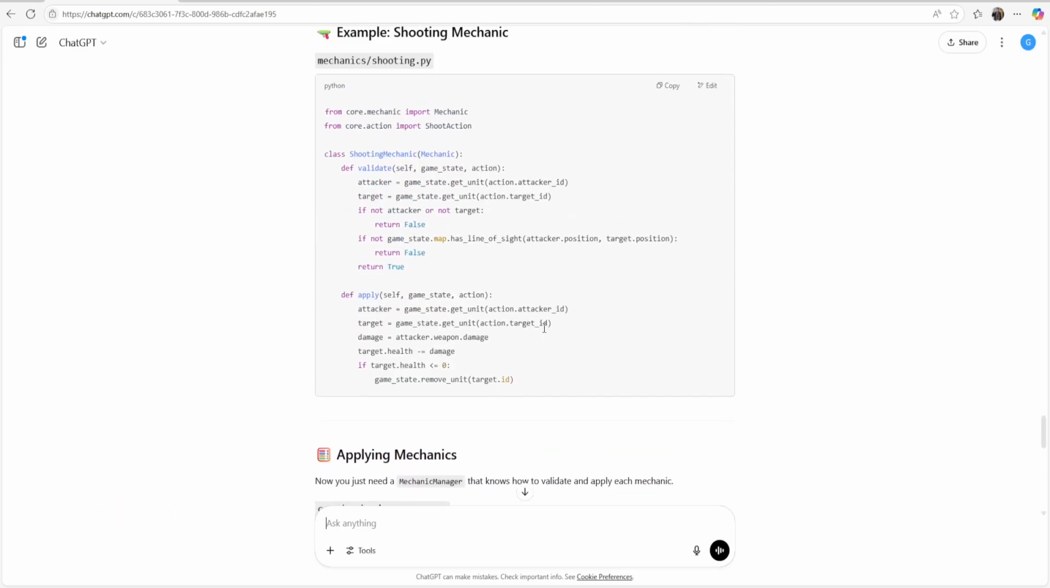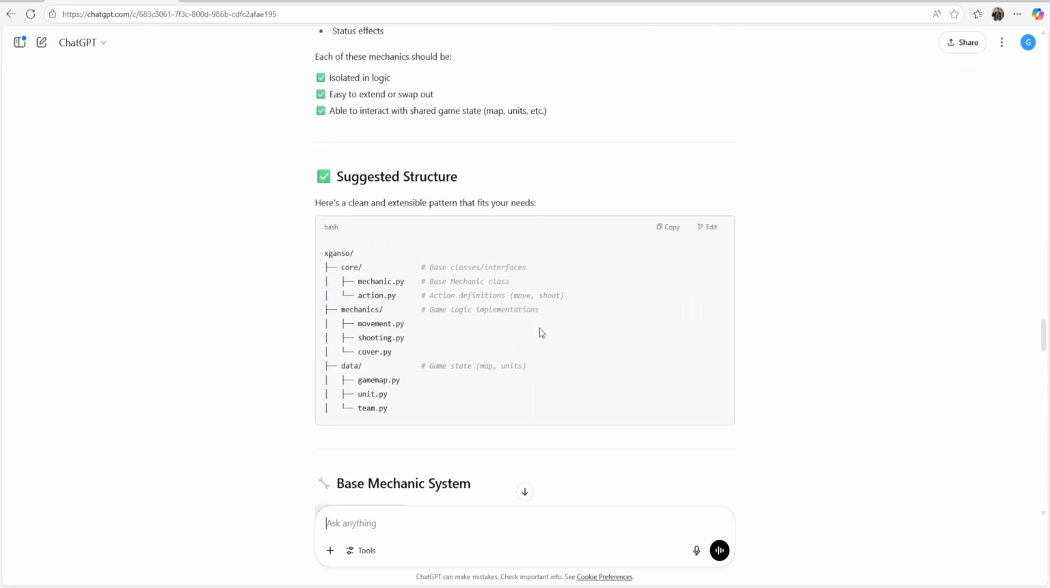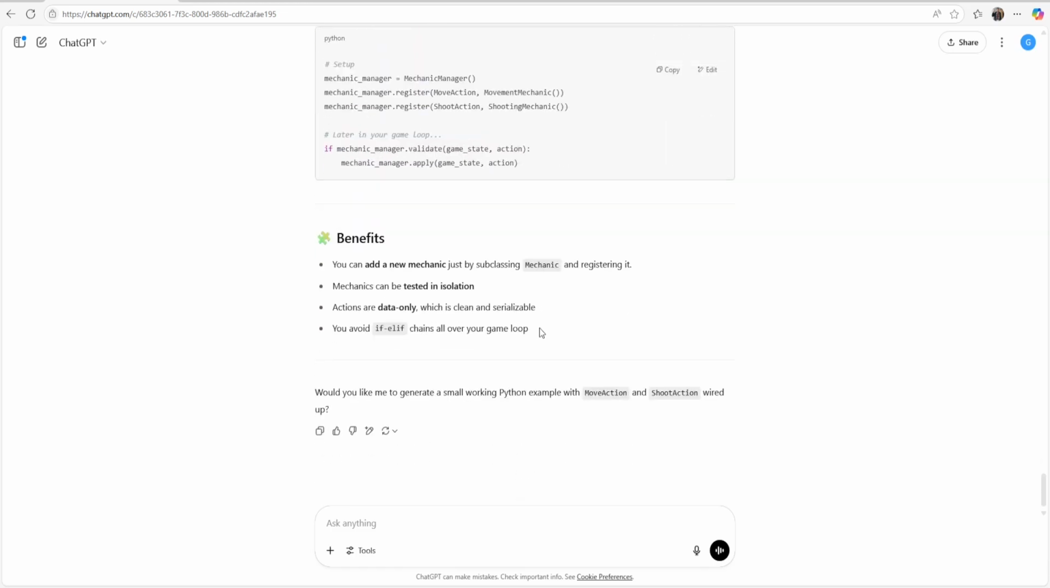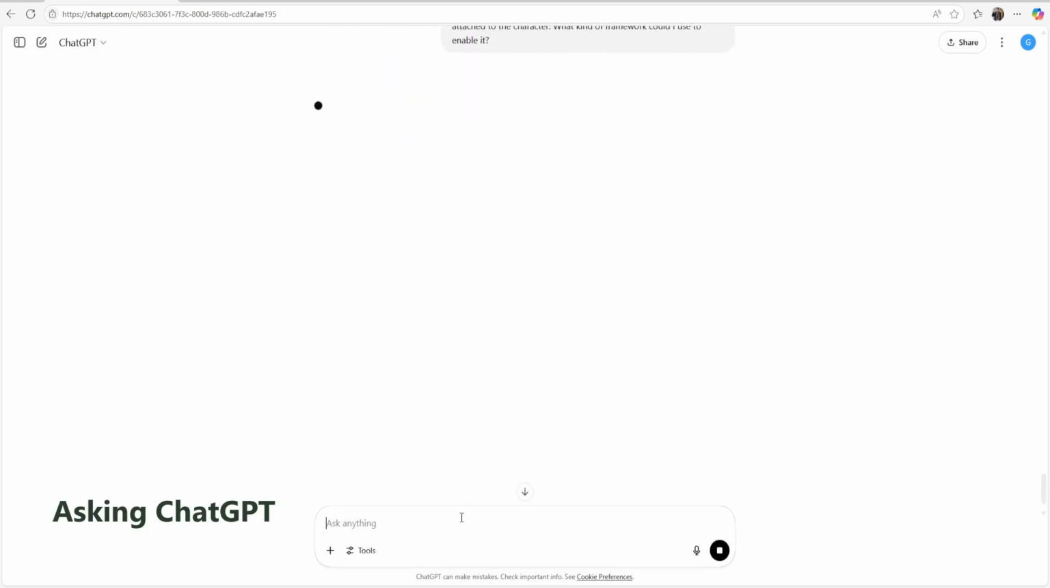I think it's a valid system, but I would prefer something more proven, so in this case, something that already exists. Maybe now is our time to start giving suggestions to ChatGPT. So let's try to rephrase the question a little bit and see what comes out of it.